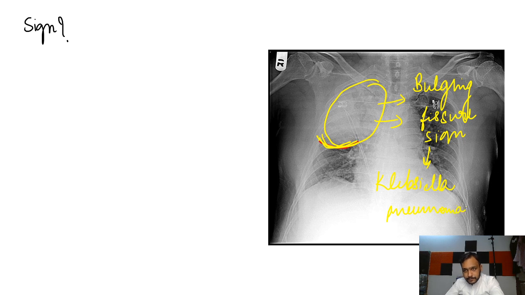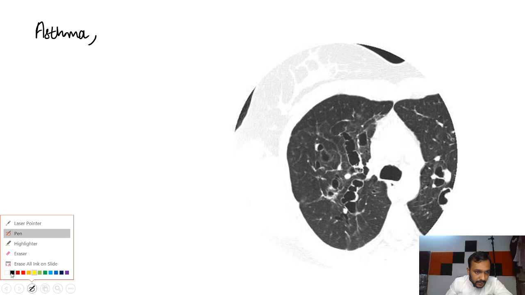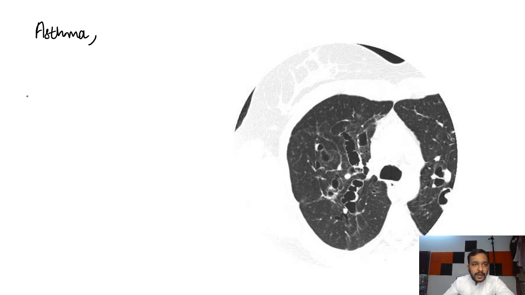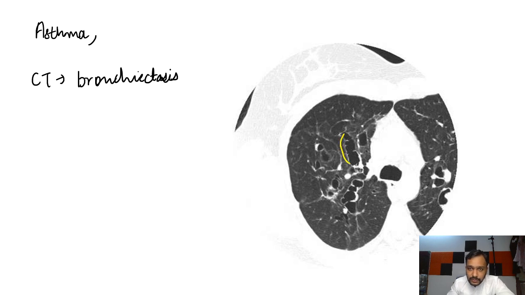Okay. So coming to the next case. This was, as I told you earlier, a patient with asthma. On CT, we can see bronchiectasis in bilateral lung fields. So this is the bronchiectasis.